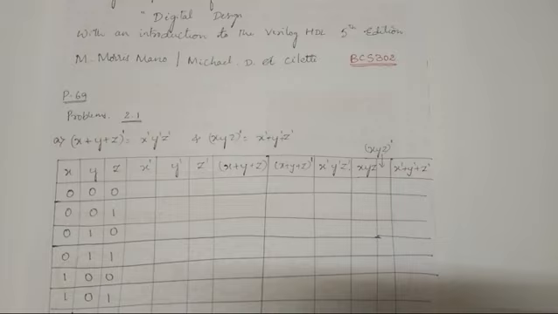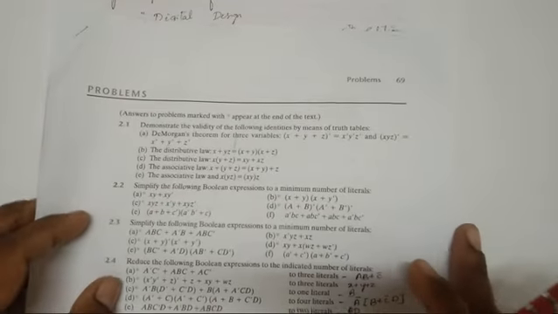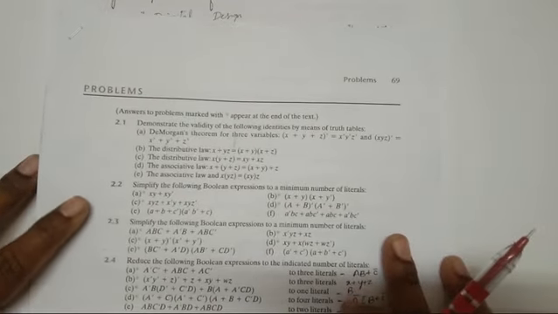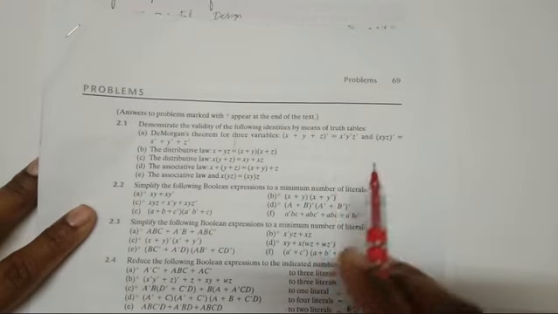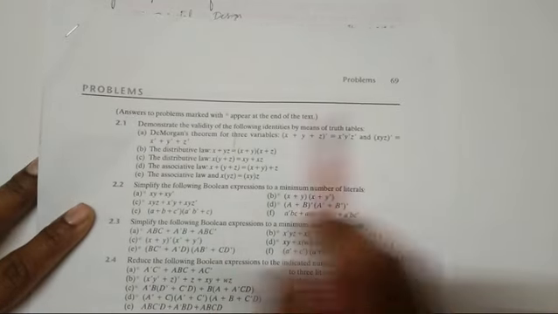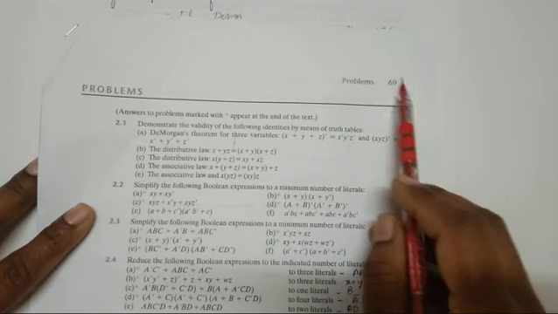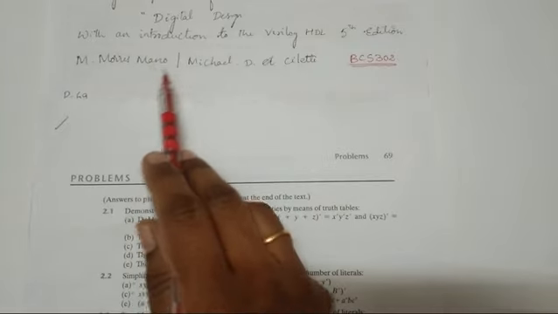Okay, the questions first. This is the printout I have taken to solve the problems. You can check the page number, it is 69. This is the printout of this book by Morris Mano and Michael.